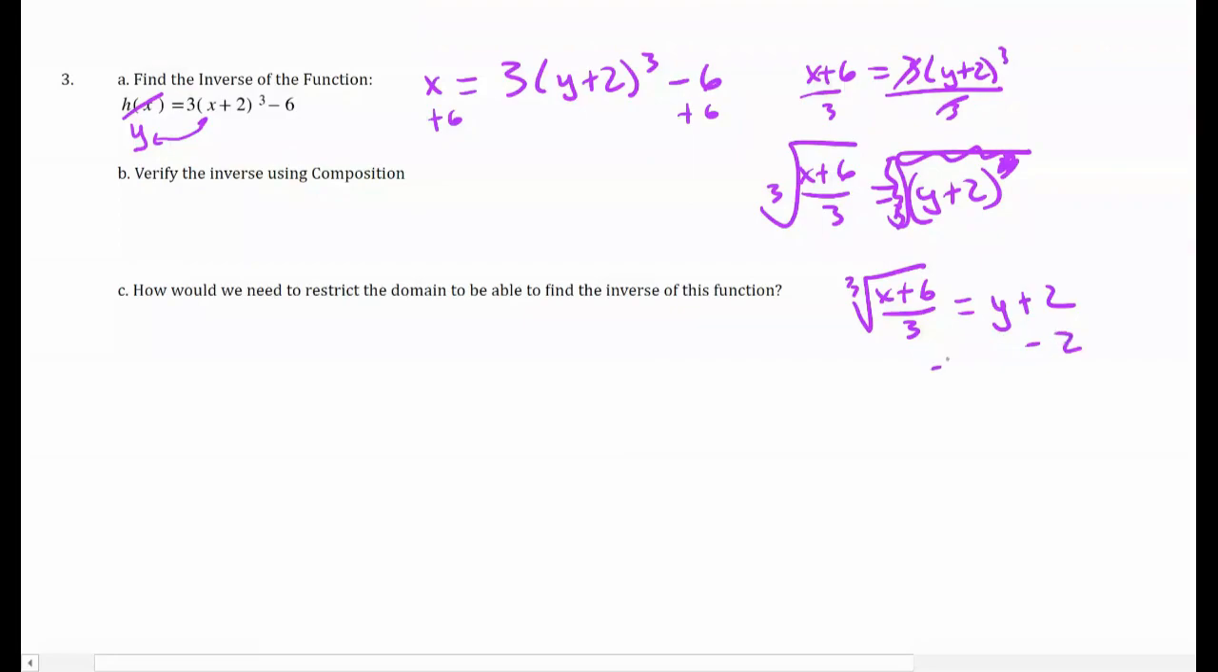Last one here is subtracting both sides by 2. So my inverse is equal to the cube root of (x plus 6) over 3, minus 2.